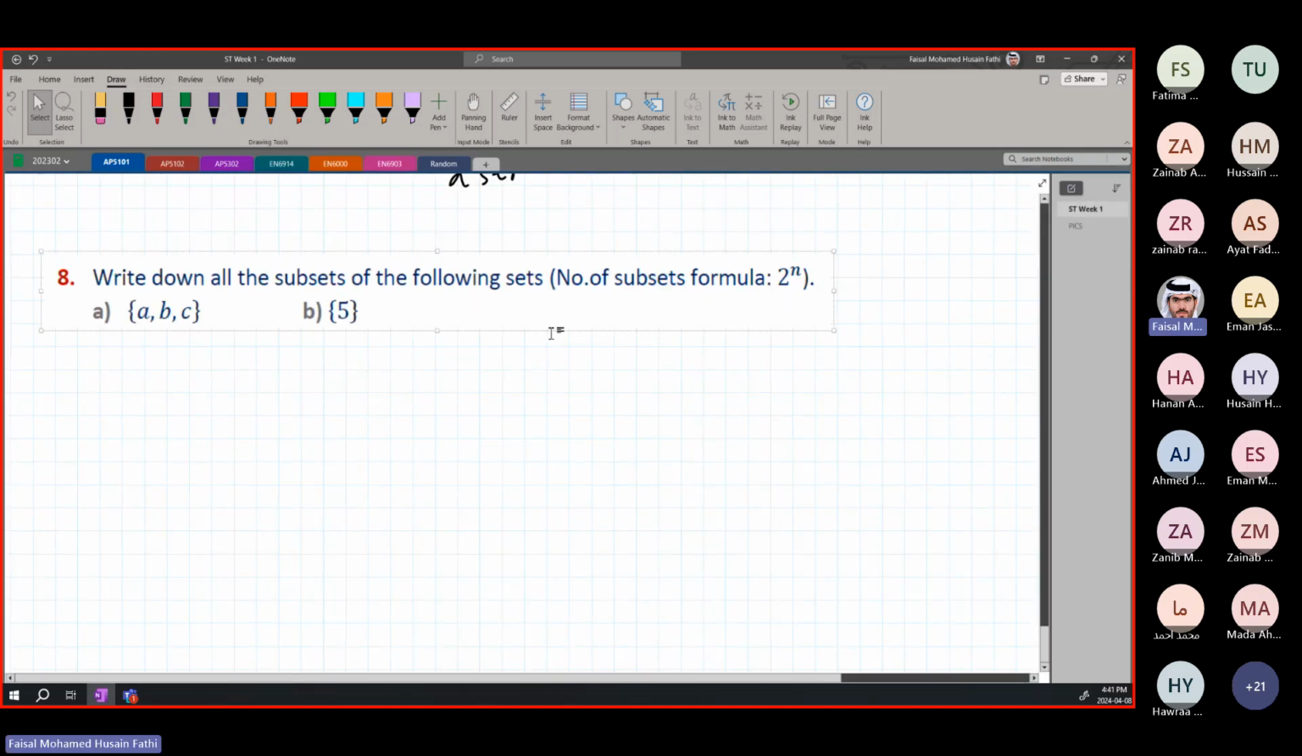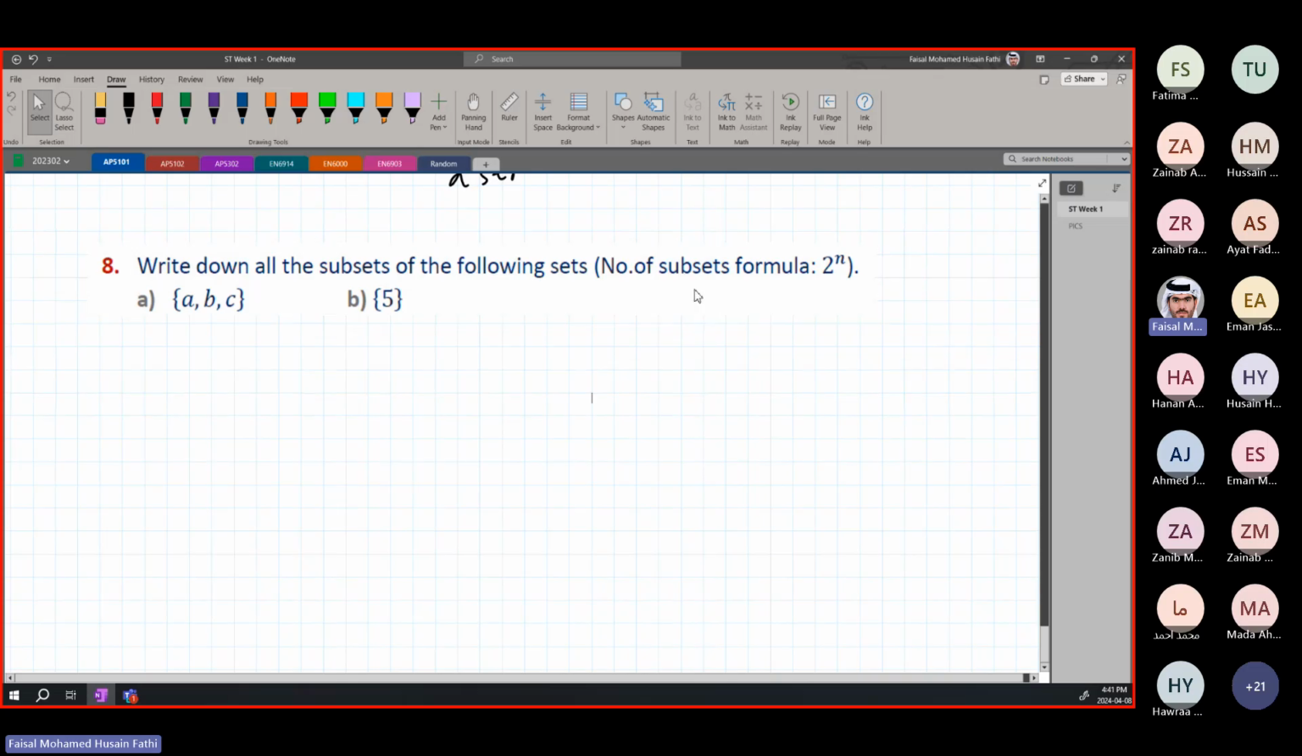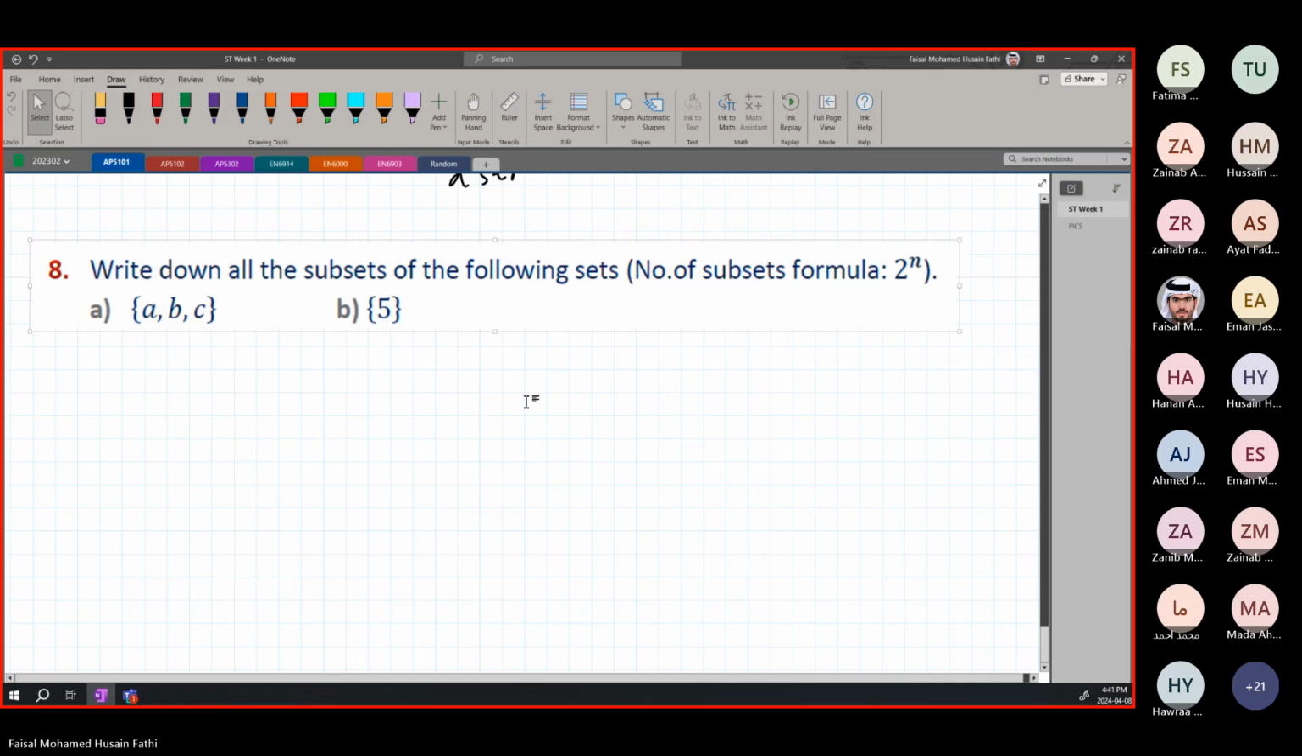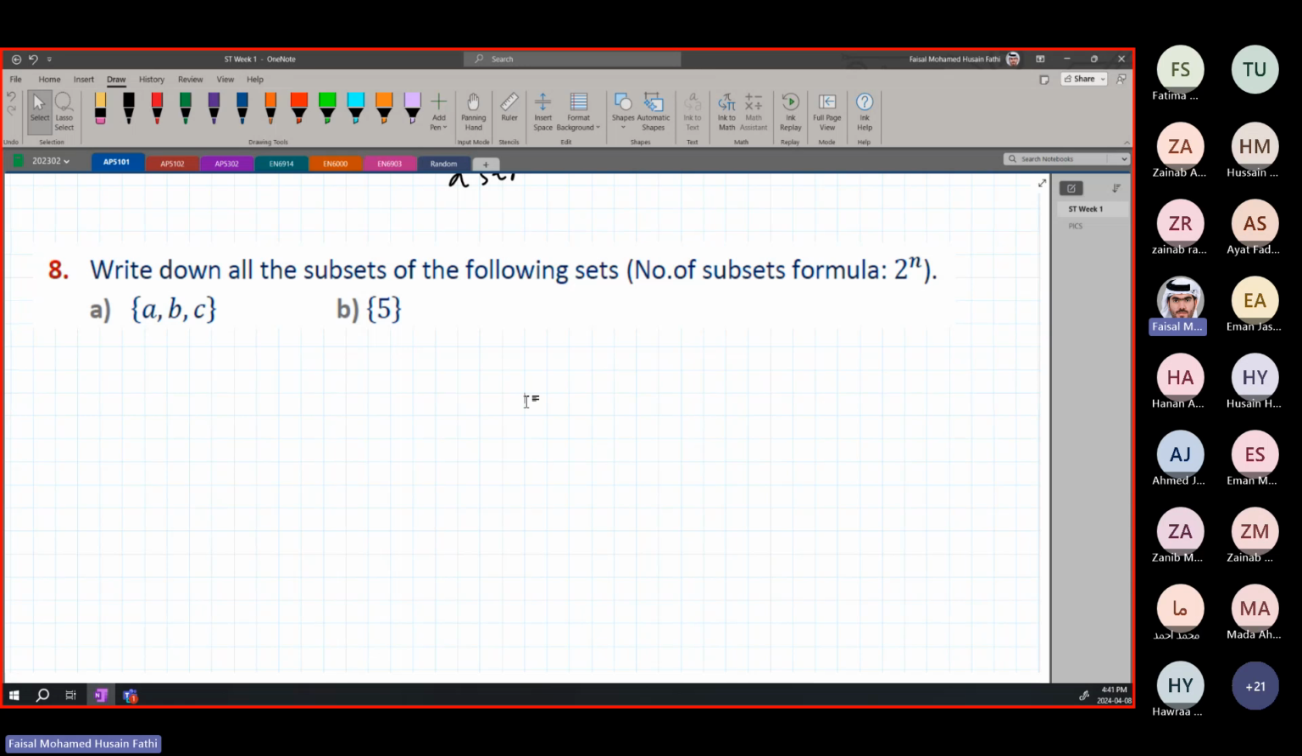Write down all the subsets of the following sets. Number of subsets formula: 2 to the power n. We have to write all of the subsets of any given set. Let's start with the set {5} because it's simpler. You would think that you only have one subset, which is {5}, but there is a concept I did not explain. There is something called the null set.